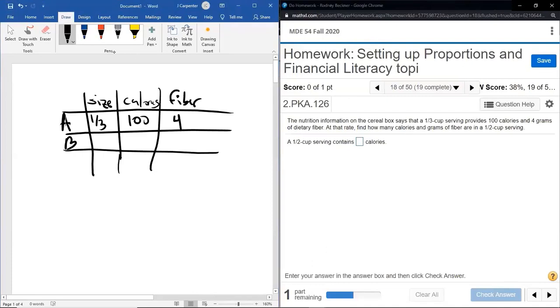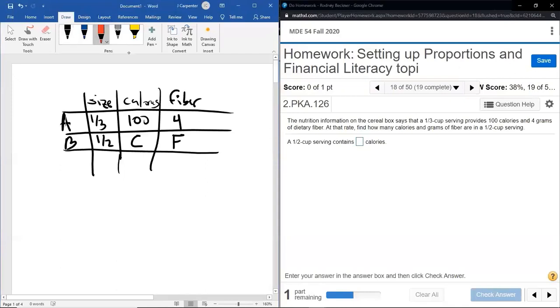All right, scenario B, we know that it was a half of a cup, but we don't know how many calories. So we could write a C for calories if we wanted to, and we don't know how many grams of fiber, so I could write an F for fiber. So this is me setting up a proportion table. Did I have to do that? No. I still could have done everything using my words, which I will ultimately show you as well.